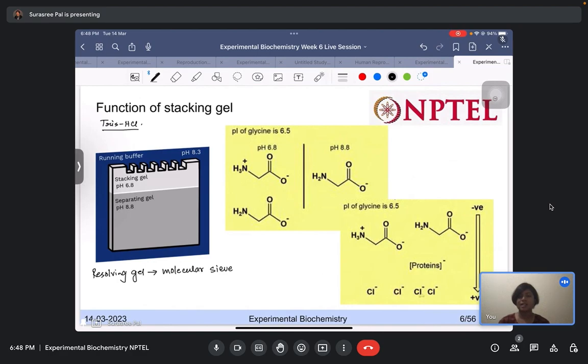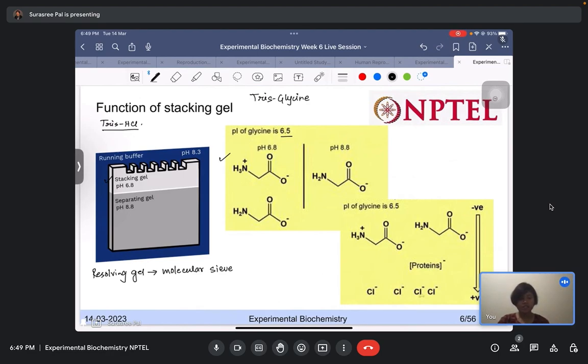So what it does is that it stacks the protein samples into a very tight narrow band between the stacking gel and the separating gel or the resolving gel. And how is it achieved? So I already mentioned that this running buffer contains tris glycine. Now this is the structure of glycine. Glycine has a pI of 6.5. So in our stacking gel, the pH is 6.8.